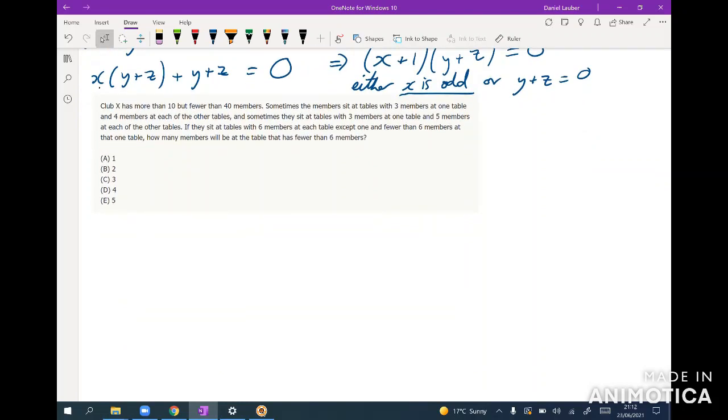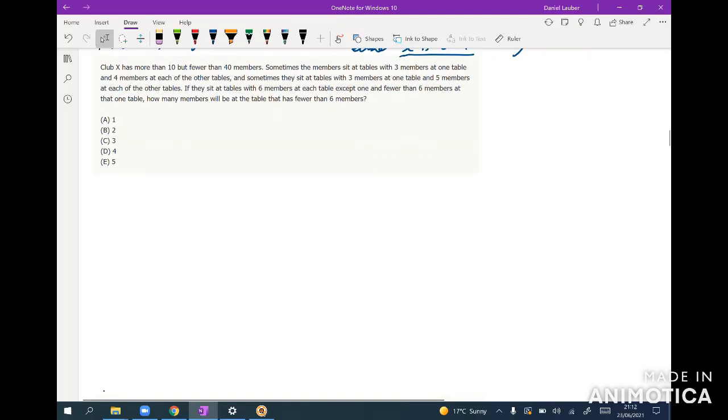So, okay. Club X has more than 10, but fewer than 40 members. Okay, so the members we'll say is n. 10 is less than n is less than 40. That's always nice. Sometimes the members sit at tables with 3 members at one table and 4 members at each of the other tables. Okay, so what has that told us?